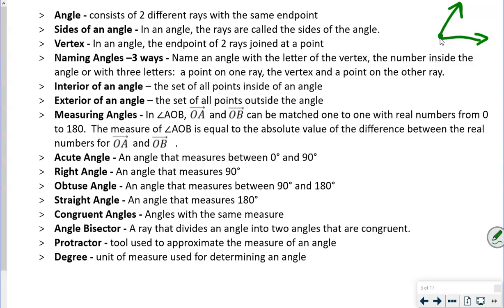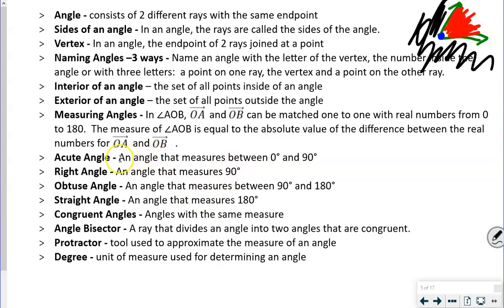The vertex is where the two angles come together. So that's this right here. That's what we call the vertex. We're going to talk about how to name angles. Interior angles, obviously what's inside, that would be all of this in here, right? That would be the interior of the angle, and then everything out here would be the exterior of the angle. We're also going to talk about how to measure angles with a compass, with a protractor.